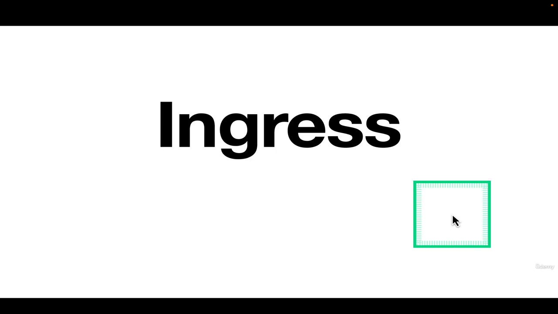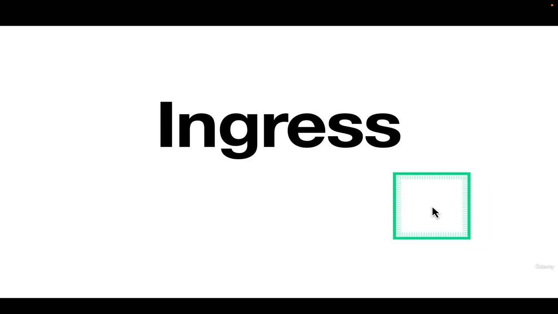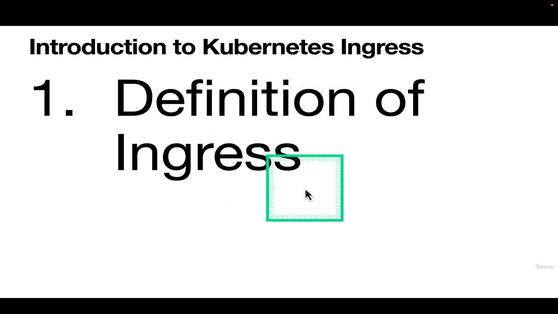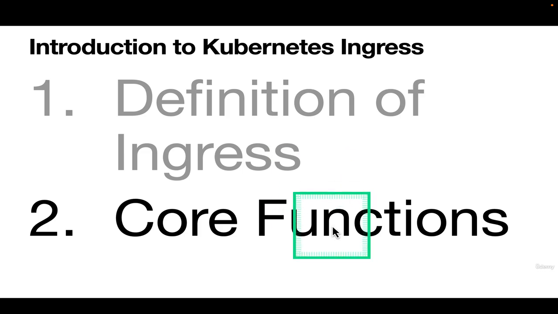Hello everyone and welcome to this lecture on the Ingress object. So, an introduction to the Ingress object. The definition of Ingress: Ingress is an API object managing external access to services in a Kubernetes cluster, typically over HTTP or HTTPS. It provides load balancing, SSL termination and name-based virtual hosting.